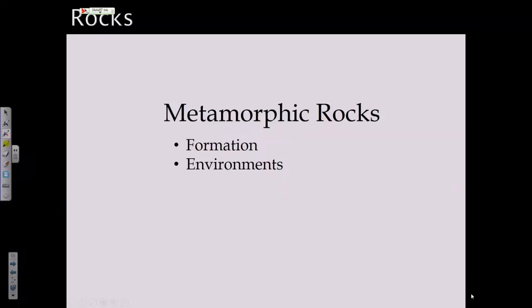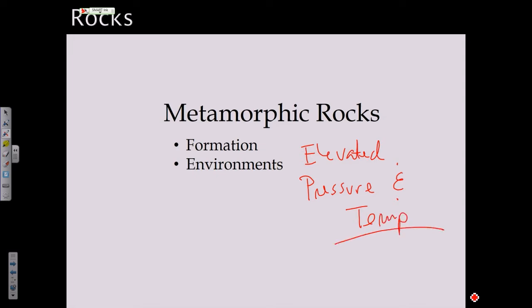Well, welcome back to our discussion of rocks. We're going to cover metamorphic rocks and in particular focus on the formation and the environments in which these rocks are formed. The conditions that we need to form metamorphic rocks are conditions of elevated pressure and temperature. Okay. Typically, the easiest way to make a lot of metamorphic rocks is to stuff them down into the Earth's interior, or to bring something hotter from the Earth's interior, okay, up closer to the surface.